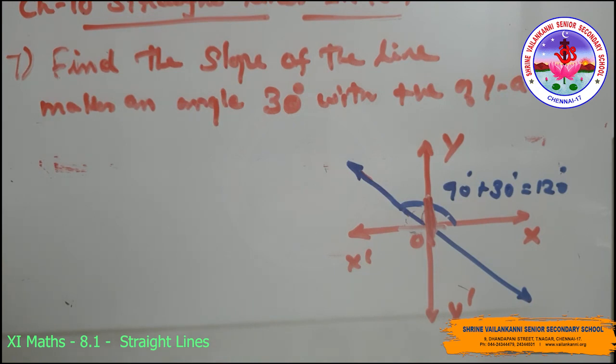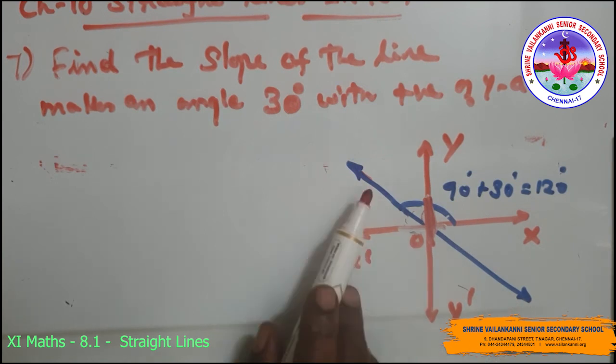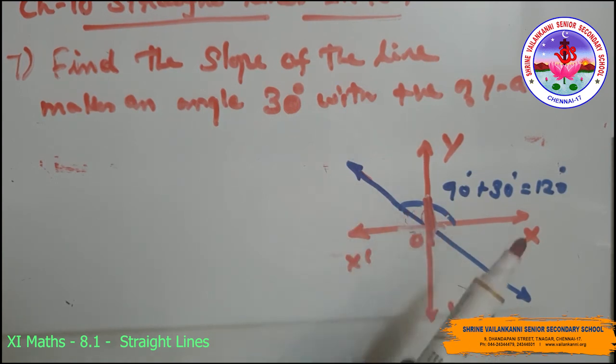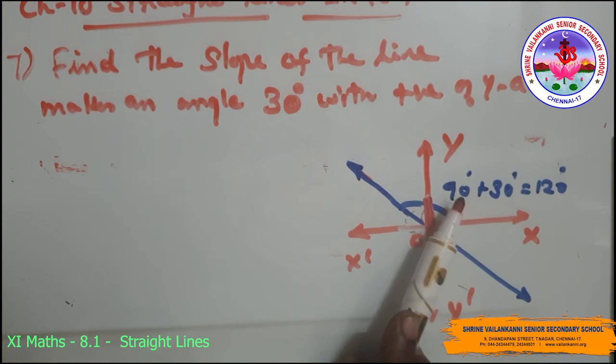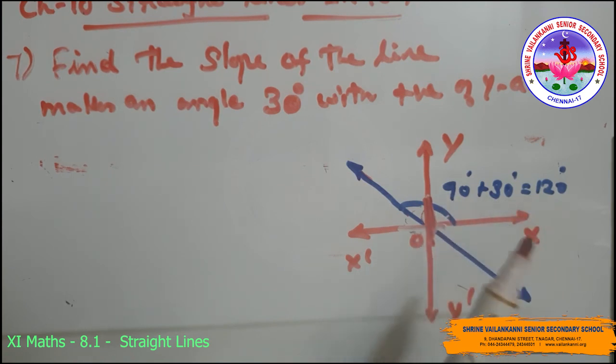7th question, find the slope of the line which makes an angle of 30 degrees with the positive direction of y-axis, measured anticlockwise. If a line makes an angle of 30 degrees with the positive direction of y-axis, measured anticlockwise, then the angle made by the line with the positive direction of the x-axis is 90 plus 30, which is 120 degrees.